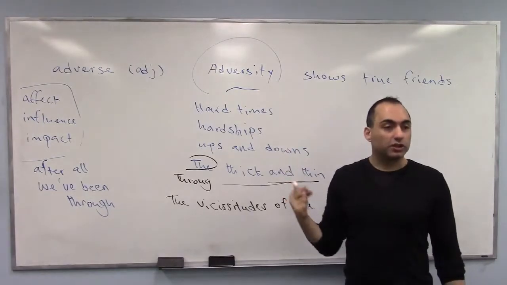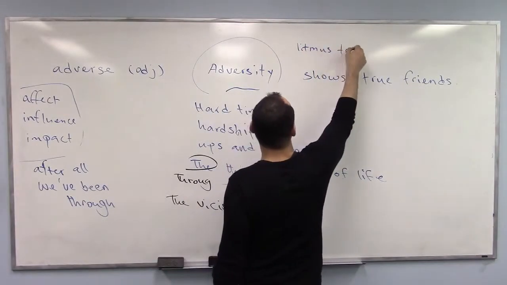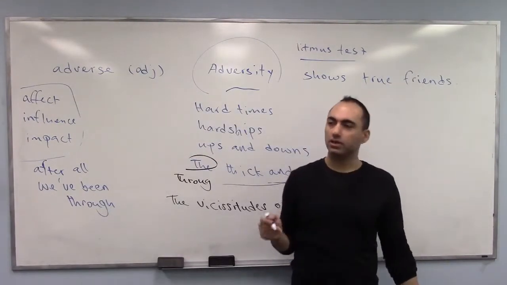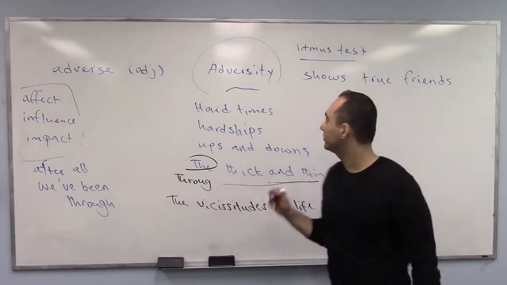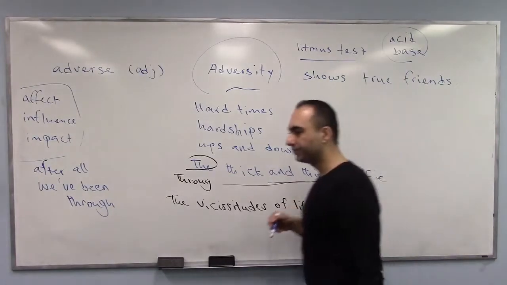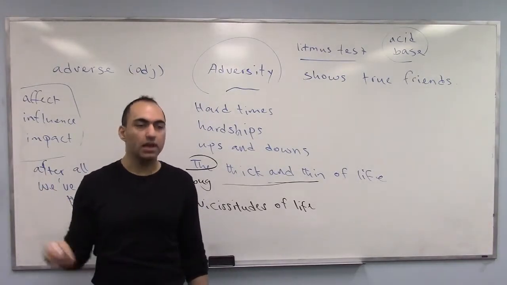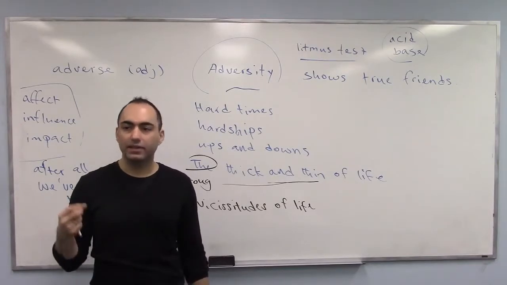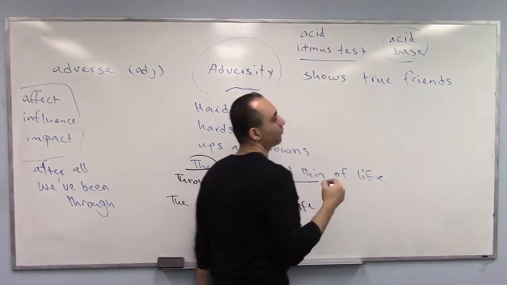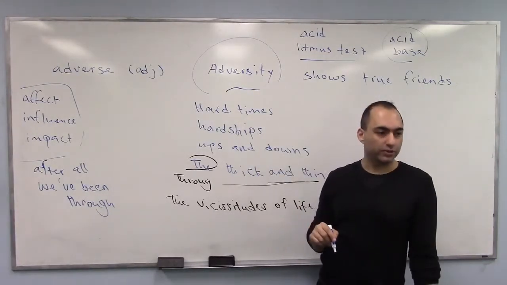So adversity is a good litmus test. You know litmus test? In chemistry, if they want to see if something is an acid or base, they use this litmus test. And right now, if they say it's a litmus test for truth, litmus test for honesty, litmus test for friendship, what is the litmus test? Or sometimes they say the acid test. For friendship. Adversity is the litmus test for friendship, for true friendship.